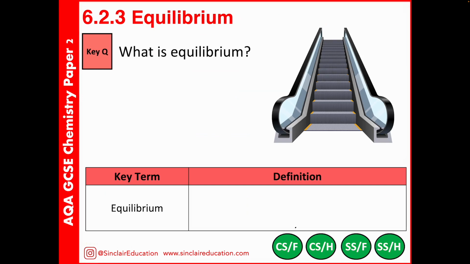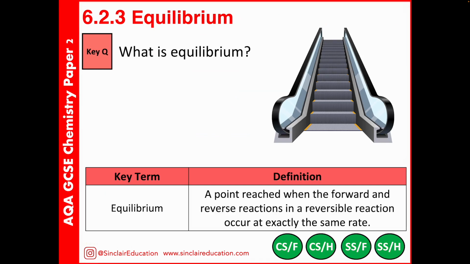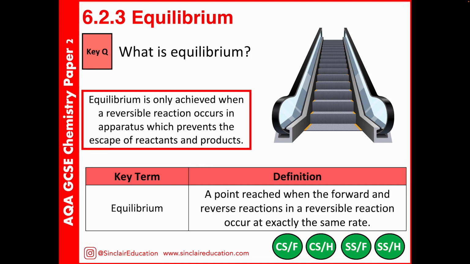This is where the idea about equilibrium starts. Now with equilibrium, this is the idea that we're at a point where the forward and reverse reaction are at exactly the same rate. So if we were looking at this, nothing would appear to be happening because both reactions are happening but at exactly the same rate. Now this can only be achieved in what we call a closed system. So this is where the reactants and the products are unable to escape.